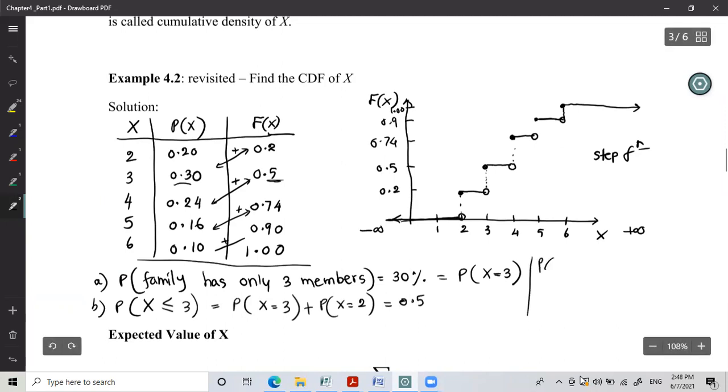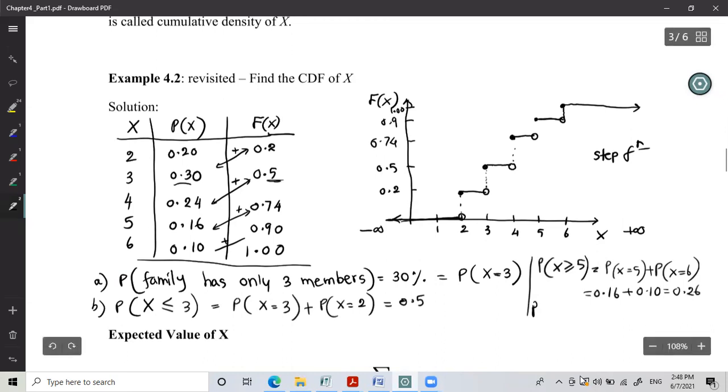Another one, what is the probability that X is greater than or equal to 5? So what are the possibilities? The equal sign is there, so X can be 5, and greater than, X can be 6, that's all. What are those probabilities? 0.16 and 0.10. So that is 0.26 or 26%.